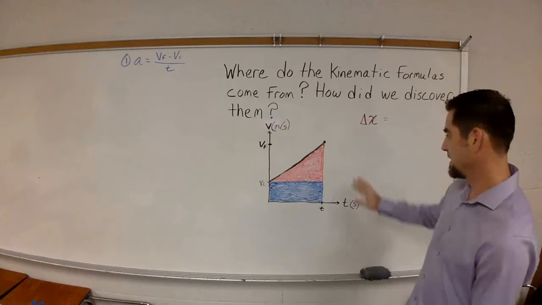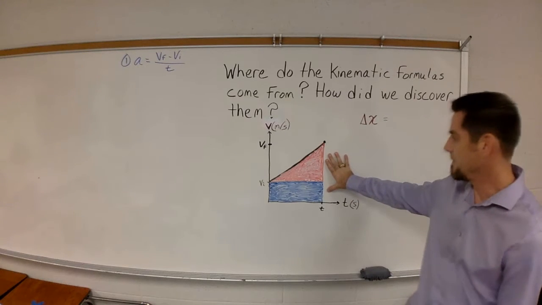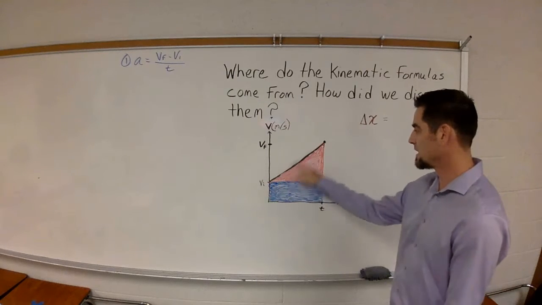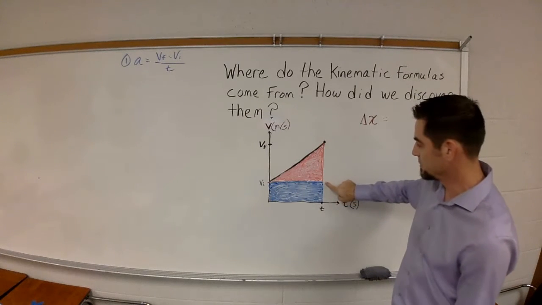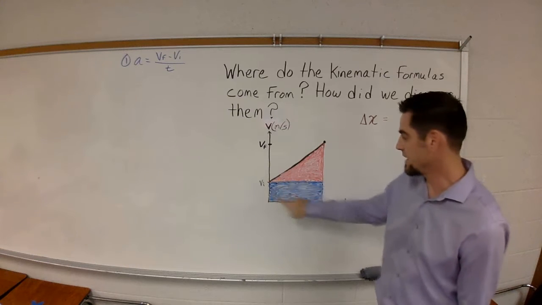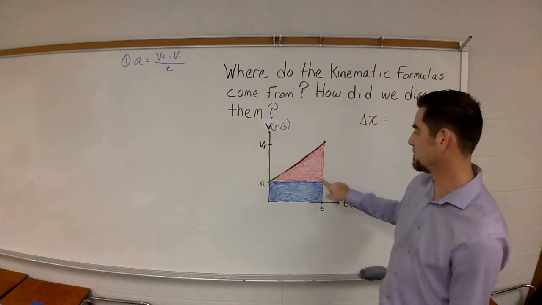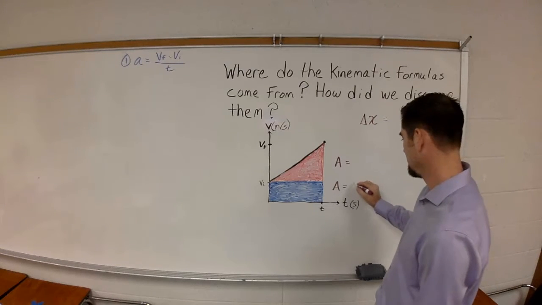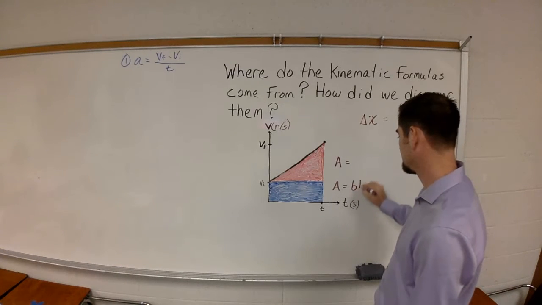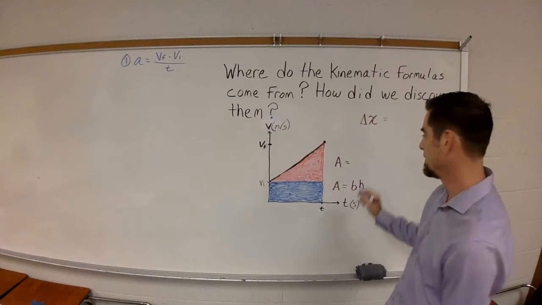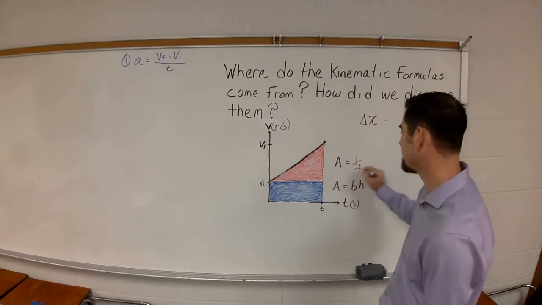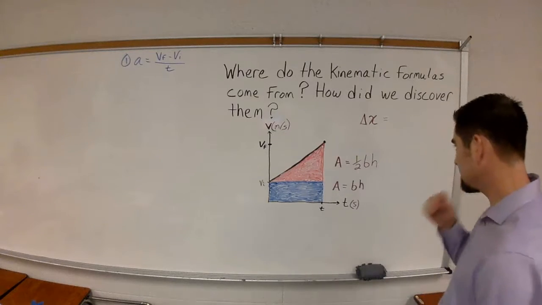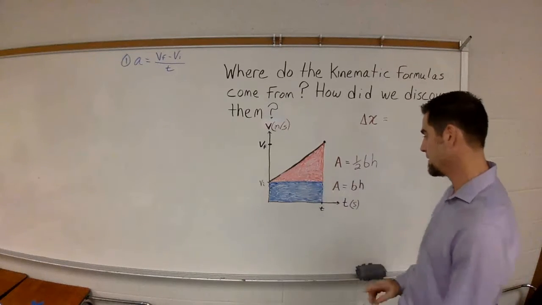Now we can split our graph here. We didn't start from 0, we started at some initial velocity. We can split our graph into a rectangle and a triangle. We know that the area of a rectangle is base times height, and the area of a triangle is 1/2 base times height. So we can figure out the area of both of these.